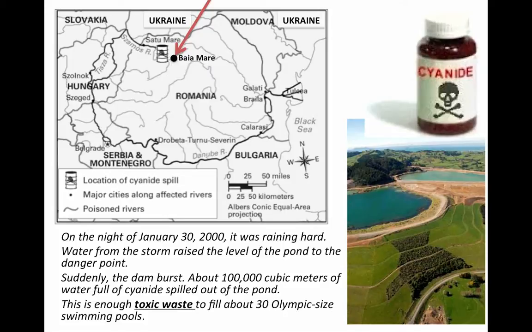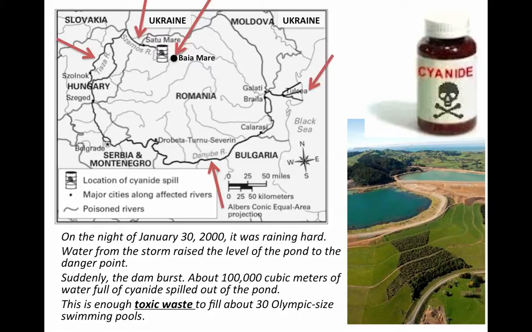The cyanide spilled first into the Samos River in Romania. But remember, the Samos River is not going to stop. It's going to be connected. It connects to the Tisza River. So as the water flowed through, it entered the Tisza River system, and then the Tisza emptied into the Danube River system. Finally, the toxic waste emptied into the Black Sea.